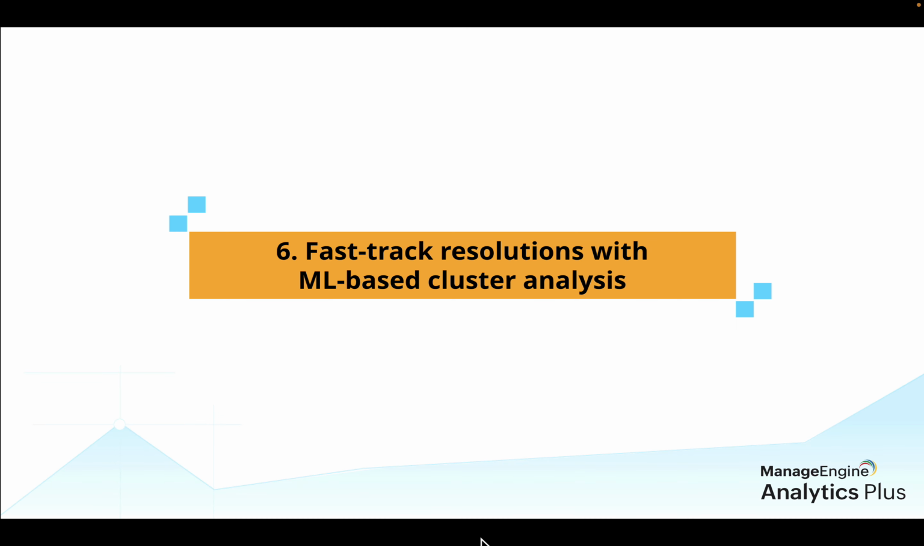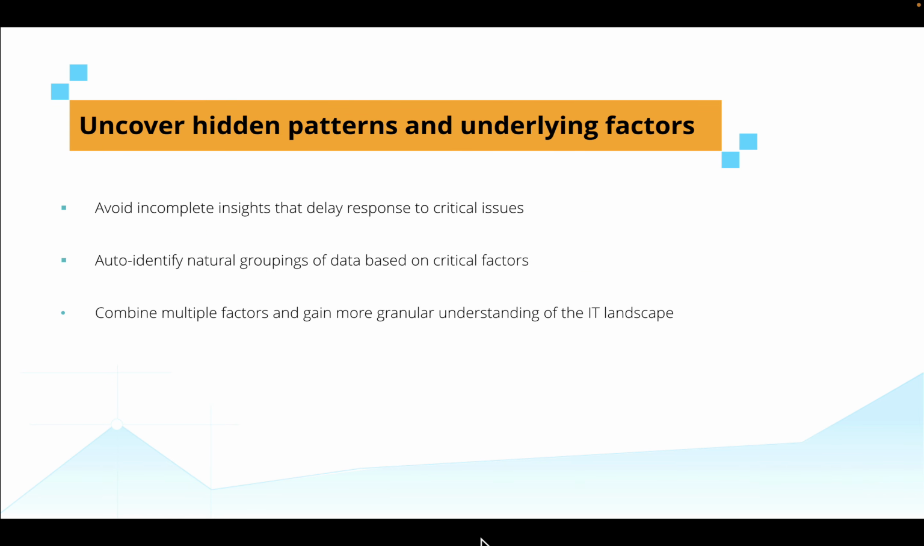All right. With that, let's move on to the sixth feature that we'll be exploring today, which is about proactively thwarting incidents and threats and fast-tracking resolutions with ML-based cluster analysis. A critical challenge that prevents IT teams from fully leveraging the insights gained through their analysis is the excruciating time required to uncover the relationship between underlying factors, hidden patterns, and the correlations between various entities in IT environments. Without this vital knowledge, IT professionals are left with incomplete insights, which can delay the response to critical issues like incidents, resource allocation inefficiencies, and other gaps that impact the performance and efficiency of IT operations.